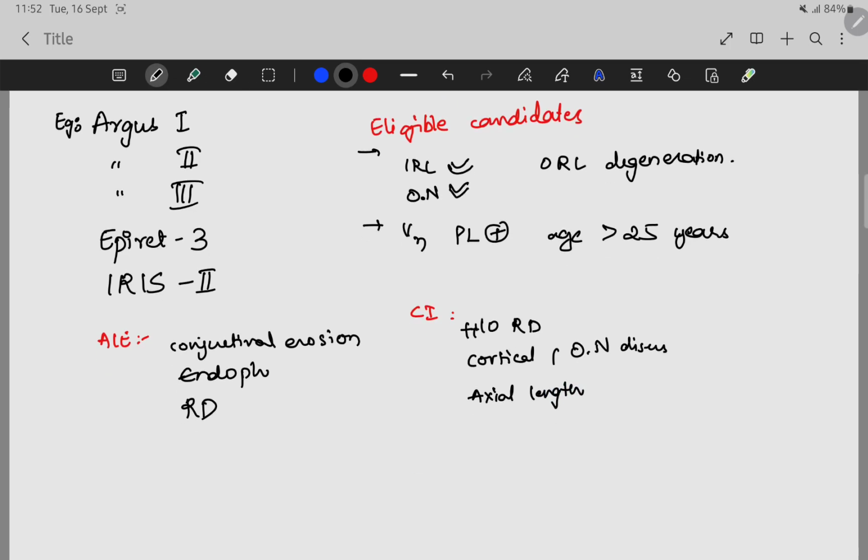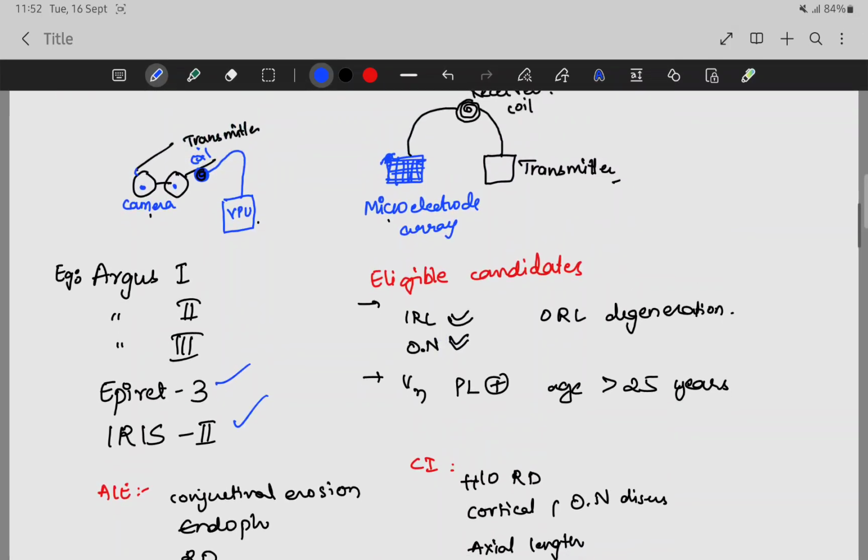Okay, so the newer ones, this Epiret 3 and the Iris 2 are the newer ones. So here, the difference is that everything is similar, only there is a wireless connection from the glasses. So from glasses to the implant there is a wireless connection, and here there is also a pocket processor which is also available in this.